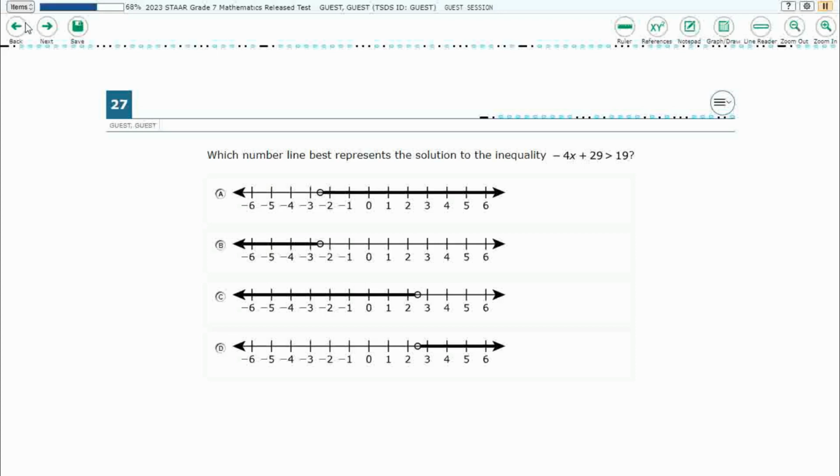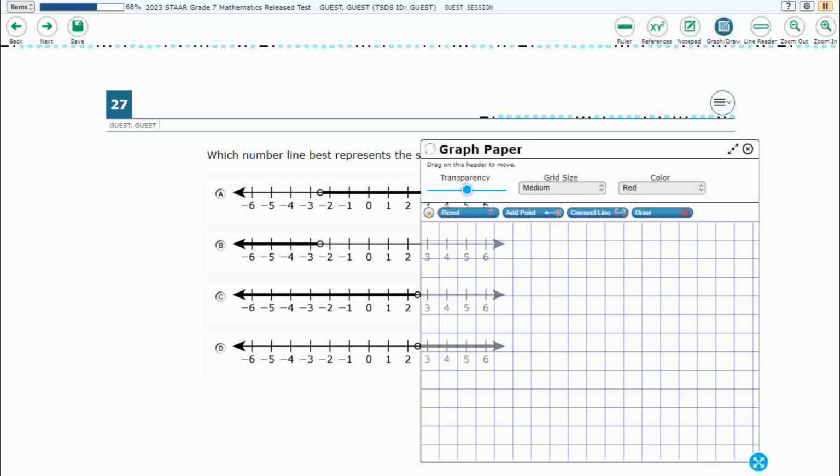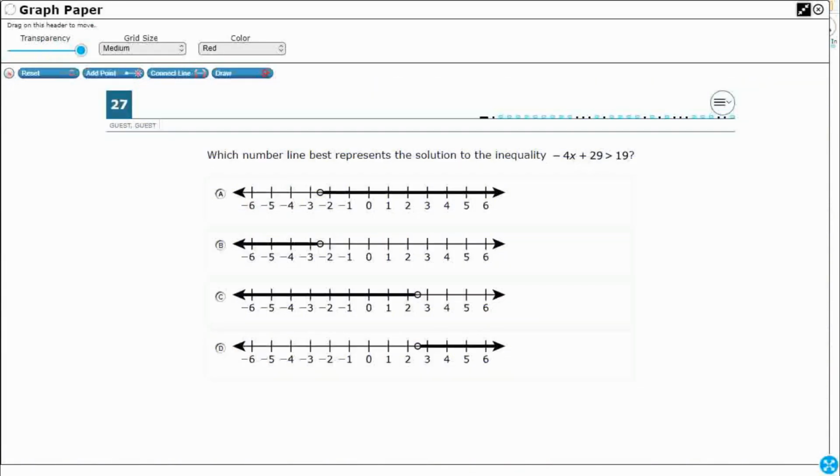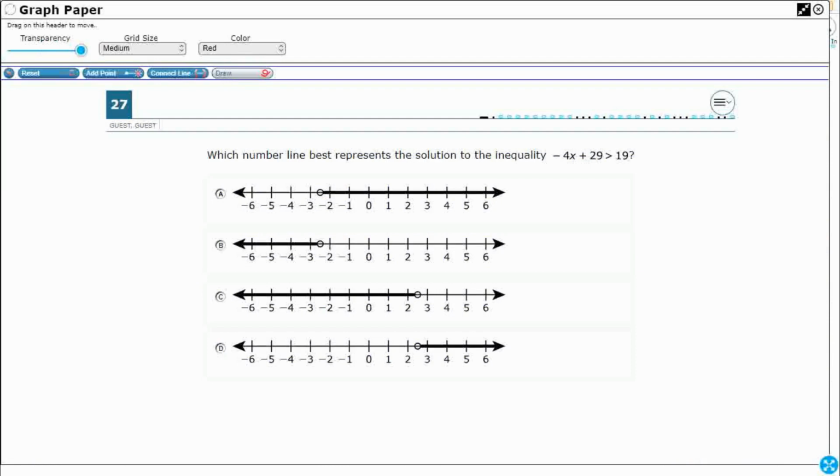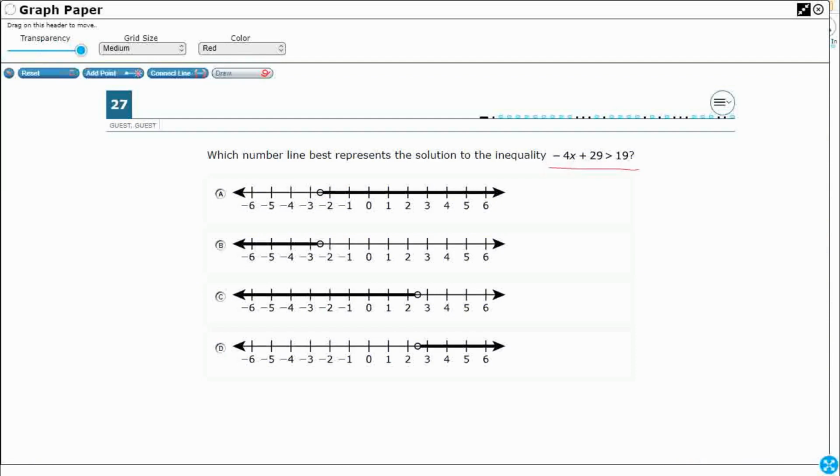So we have a basic inequality here. We need to find which number line best represents this. So first off, what we need to do here is isolate this variable. So I've got negative 4x plus 29 greater than 19. So how do we isolate this variable?